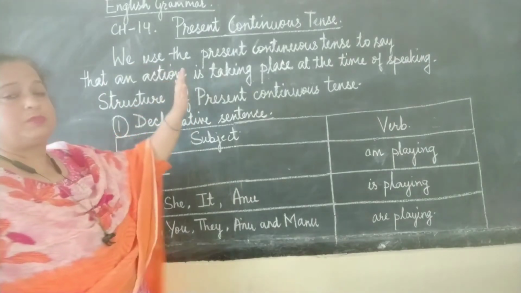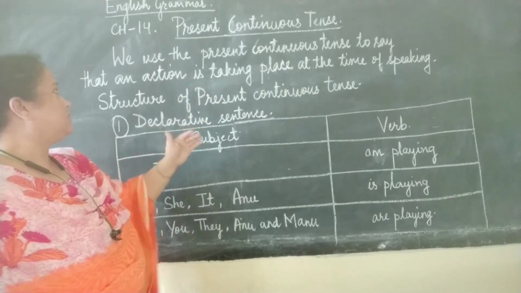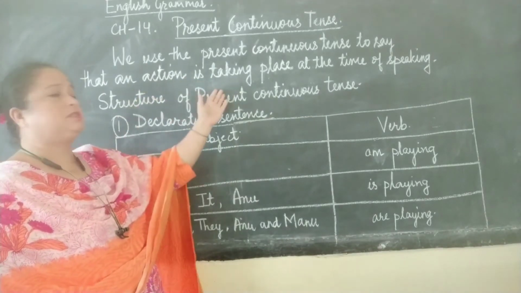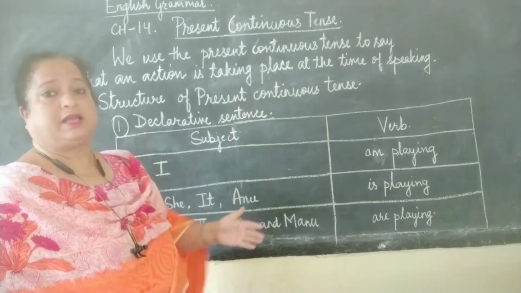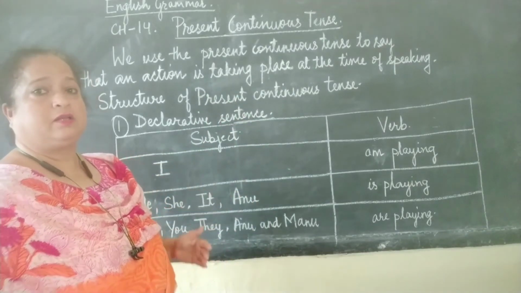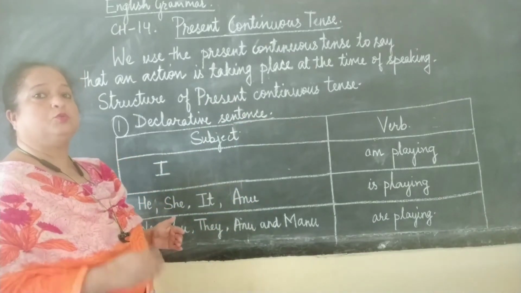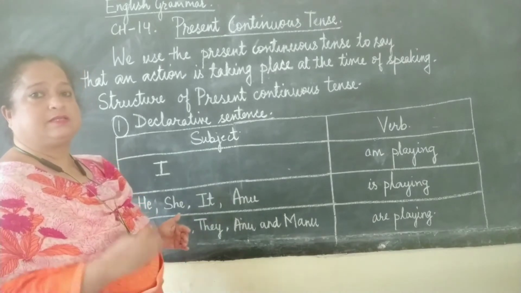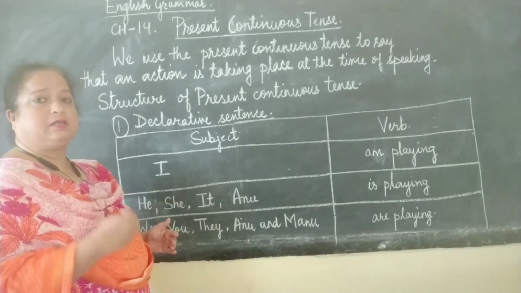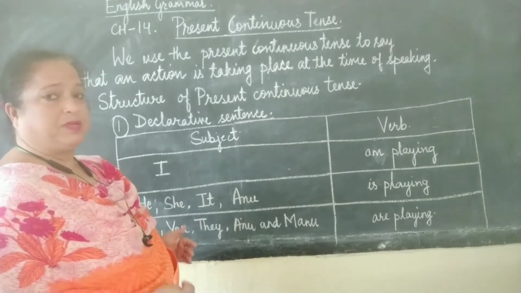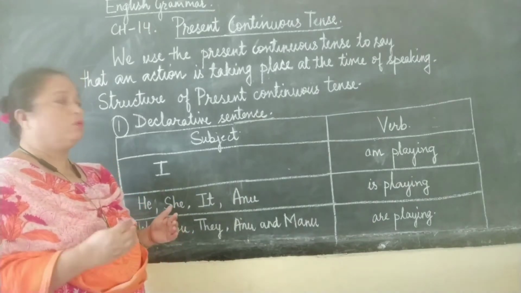We use the present continuous tense to say that an action is taking place at the time of speaking. So right now, while I am speaking, you are listening. So that is an action. I am teaching, that is my action. And at present we are both doing the same work.